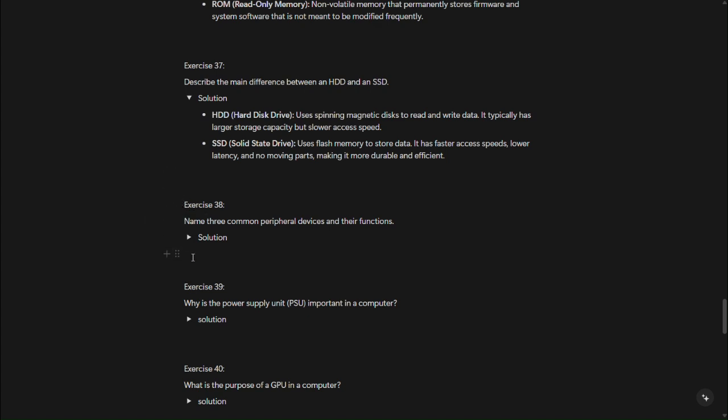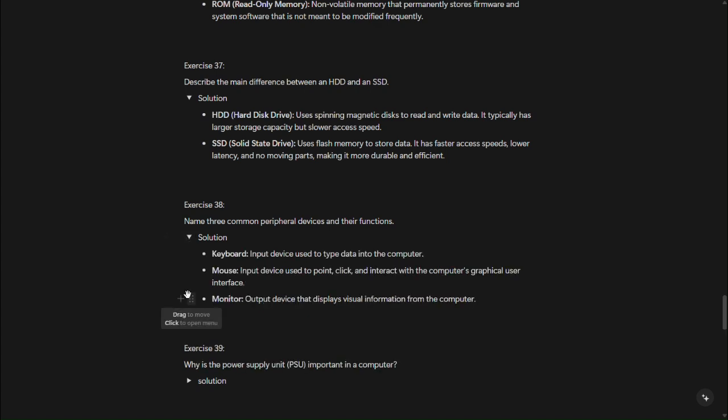Now, name 3 common peripheral devices and their functions. We have the keyboard. It's an input device used to type data into the computer. The mouse is also an input device, used to point, click, and interact with the computer's graphical user interface. The monitor is an output device that displays the visual information from the computer.